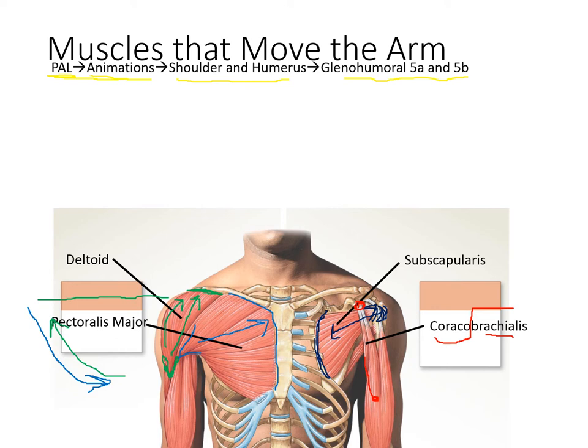And so what exactly does this do? Well, this helps to adduct. Again, pulling from the medial side of the bone, this is going to help to pull the arms closer to the body, as well as a little bit of flexion, so putting your hand out in front of you to shake someone's hand.